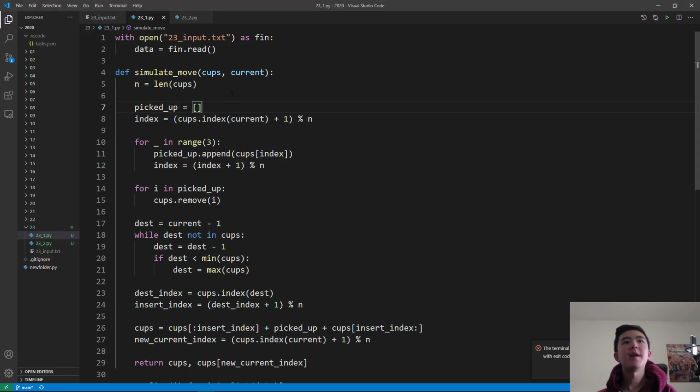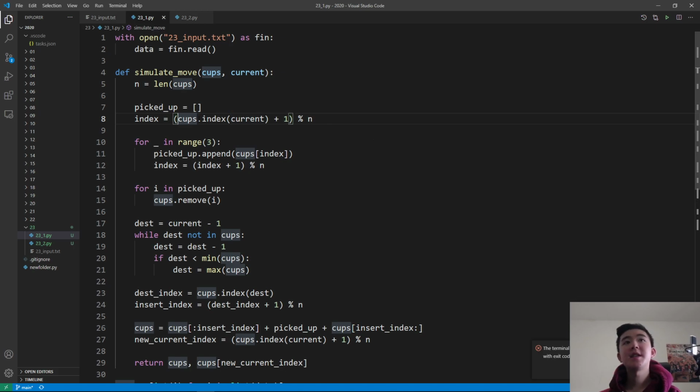We want to find the 3 cups that are immediately next to the current cup, and we're saying moving to the right, increasing indices, is clockwise. So we do cups.index(current) because we want to find the index of the current cup. We want to take the 3 cups that are immediately after the current cup.